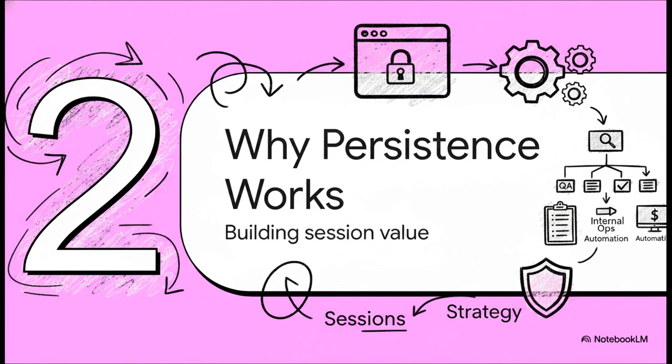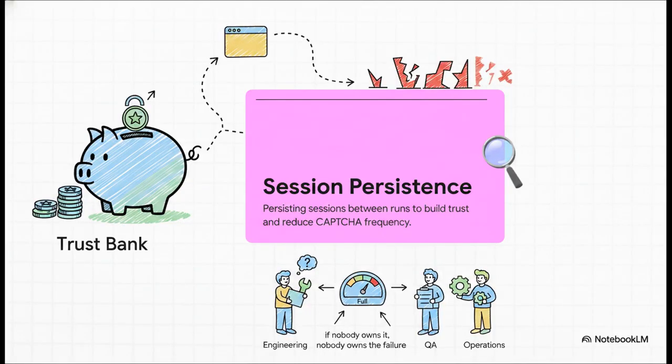Moving on to section 2, why persistence works. Building that long-term session value requires a solid game plan. You have to stop treating sessions as disposable. Step 1 is identifying your workflow. Which process actually depends on browser session state? Is it QA testing, onboarding checks, internal operations, or client-authorized automation? If the workflow depends on session continuity, it absolutely needs a strategy.